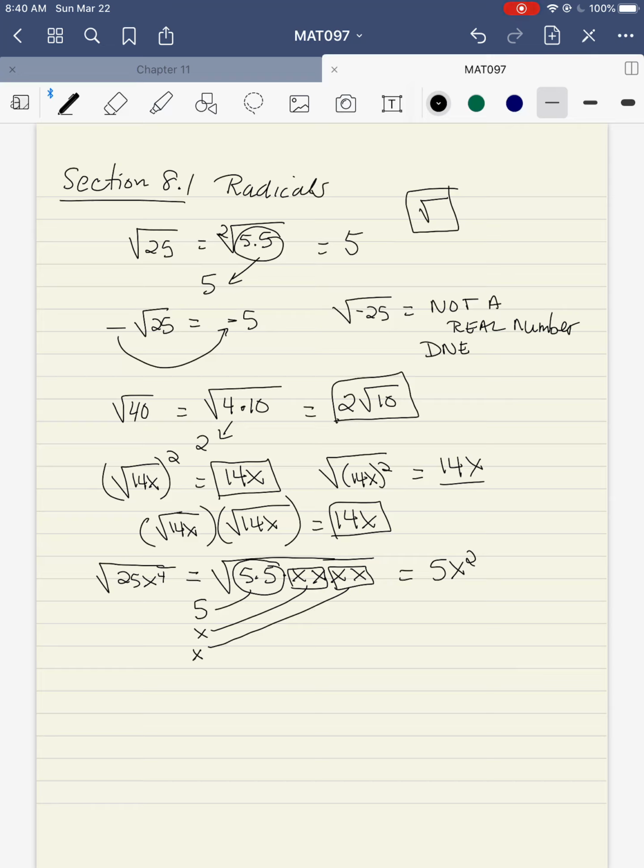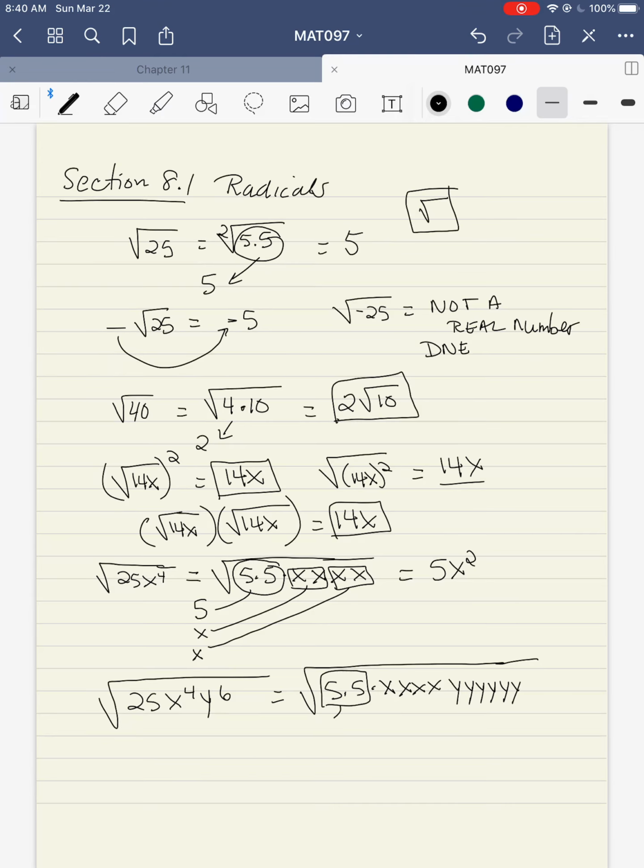Let's try another one. The square root of 25, x to the 4th, y to the 6th. So we already did the 25x to the 4th, but I'm still going to expand it out. So it's 5 times 5, 4 x's, and 6 y's now. And remember, I'm grouping in 2's. Every time I group a 2, 1 comes out.